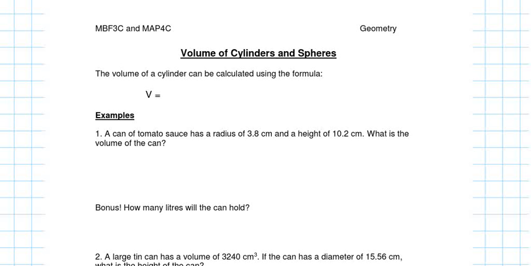Okay? So because your base is a circle, the area of that is pi r squared. So you have the circle, and you have the height of the cylinder. The area of that circle is pi r squared, and then you're going to multiply it by the height. So your volume is going to be pi r squared h.